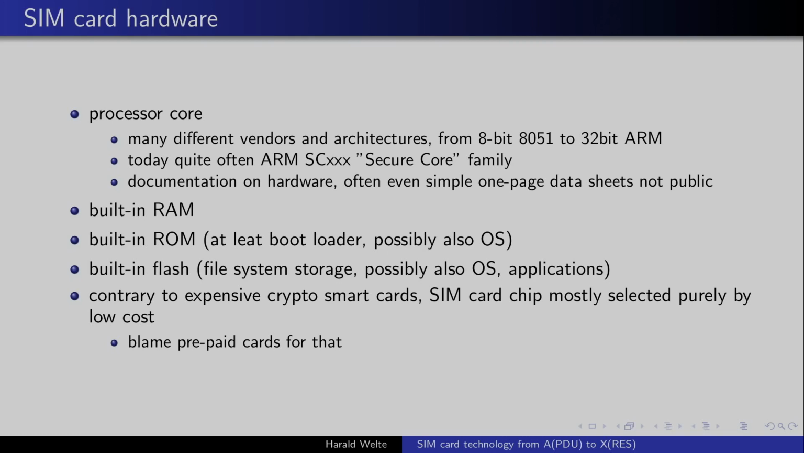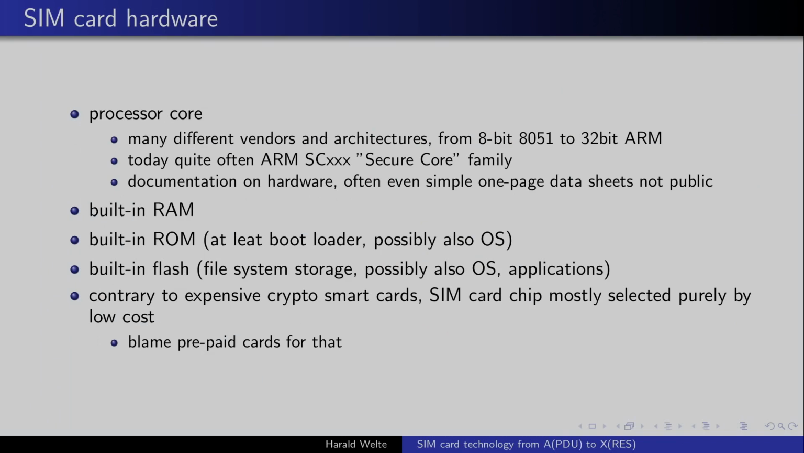For these chips, the smart card chips used in SIM cards, or generally smart card chips themselves, often you cannot even find a simple one-page data sheet which tells you the main features. Even that is already under NDA. You have built-in RAM and built-in ROM, at least a bootloader normally, but possibly also the OS or parts of the OS, but that is increasingly uncommon. So modern cards, most of them only have Flash, and the entire operating system is in Flash, so you can update everything. And then applications on top of that. And we will look at applications later when we talk about the software.